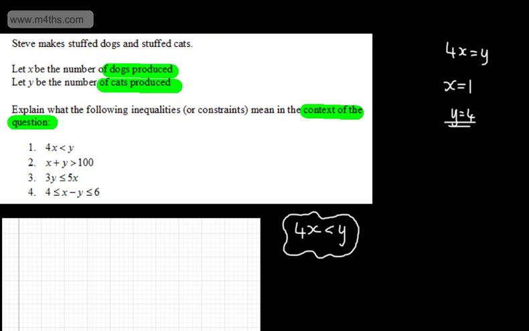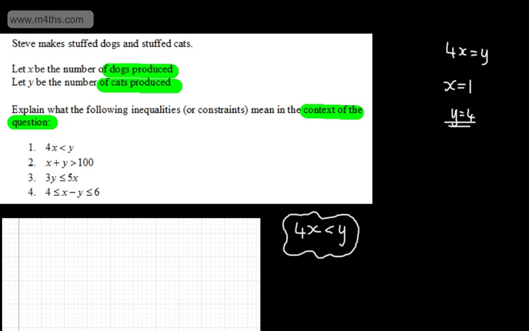So different ways to read that. So I've given about 4 or 5 different ways. So the first one, the number of cats must be more than 4 times the number of dogs. The number of dogs must be less than 1/4 of the number of cats. For every 4 cats, there must be less than 1 dog.